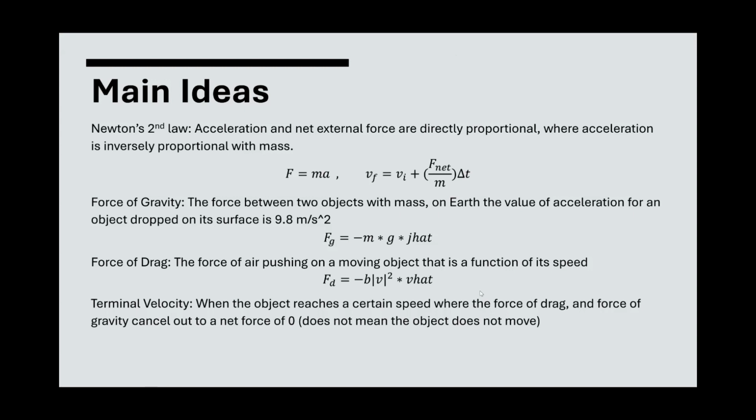Force of drag is the force of air pushing on a moving object as a function of its speed. This model is force of drag equals negative b times the magnitude of velocity squared times v hat, where b is a proportionality constant that differs between any object, and v hat is just the direction of the velocity, which will be down in this lab.